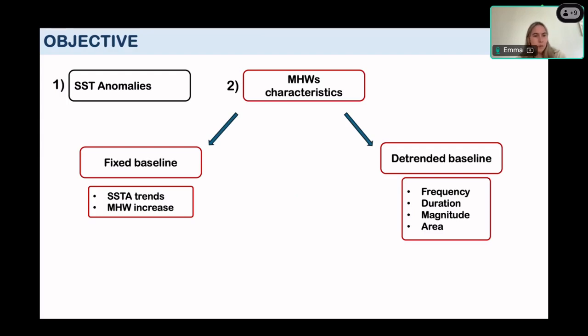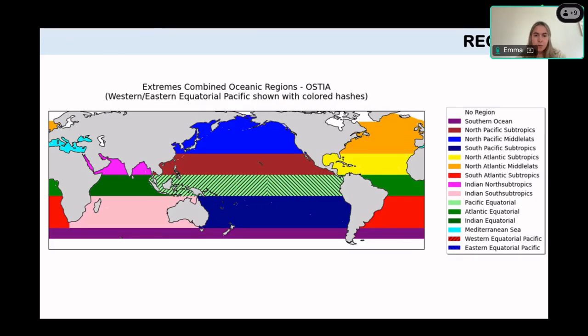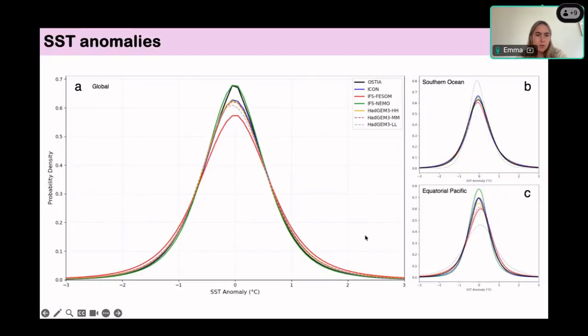So let's start with our regions, which we will be using throughout in our results. So we defined 5 regions in the Pacific. The equatorial Pacific is split in 2, Eastern Equatorial and Western Equatorial. And then we have 4 regions in the Atlantic, 3 in the Indian Ocean, and then the Mediterranean and the Southern Ocean.